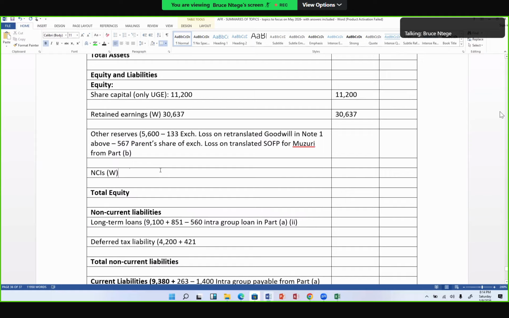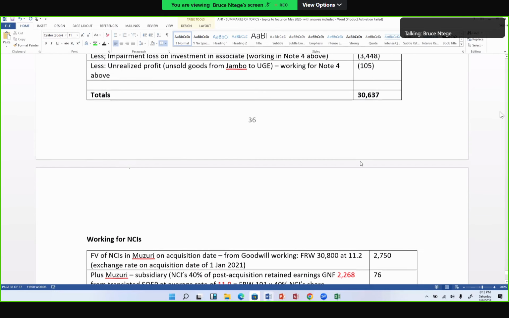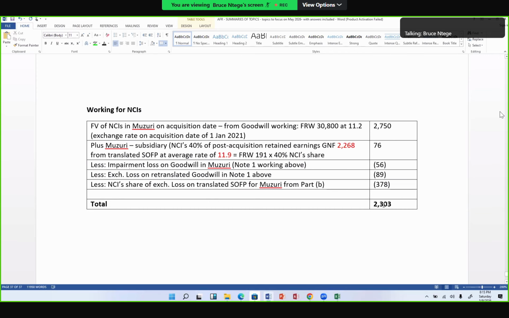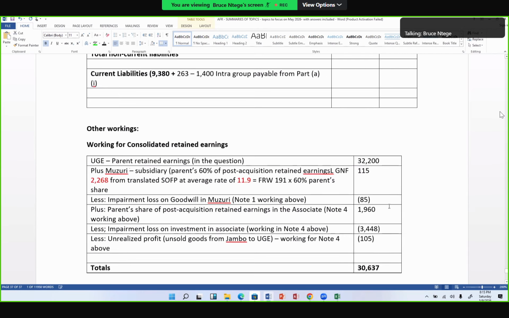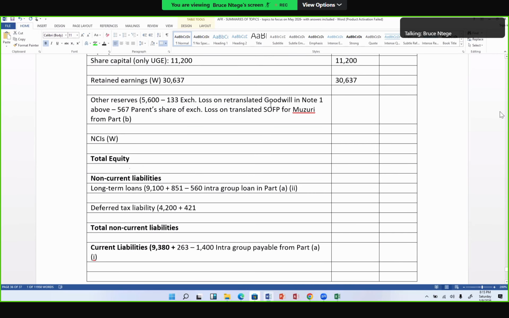Let me pick it as it is, 2303. I'll come and post it here. Either you put it there and the examiner will find it there and take it for you, or you can put it at the extreme end in here. So we've posted even the non-controlling interest.